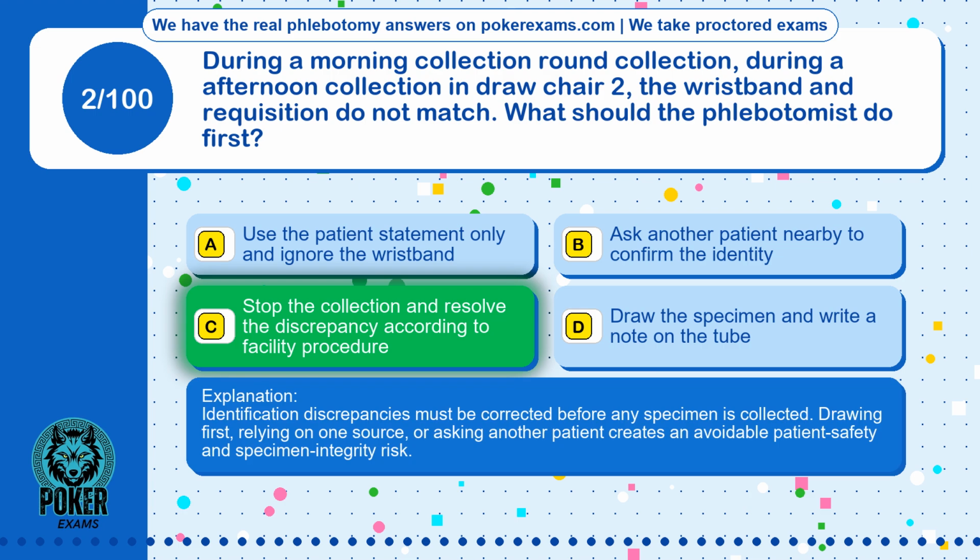Identification discrepancies must be corrected before any specimen is collected. Drawing first, relying on one source, or asking another patient creates an avoidable patient safety and specimen integrity risk.